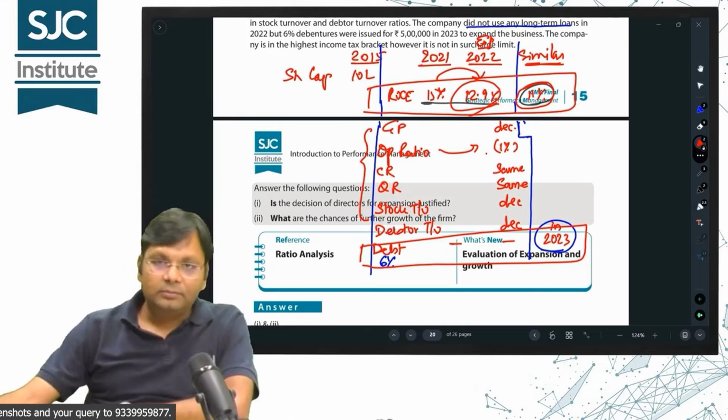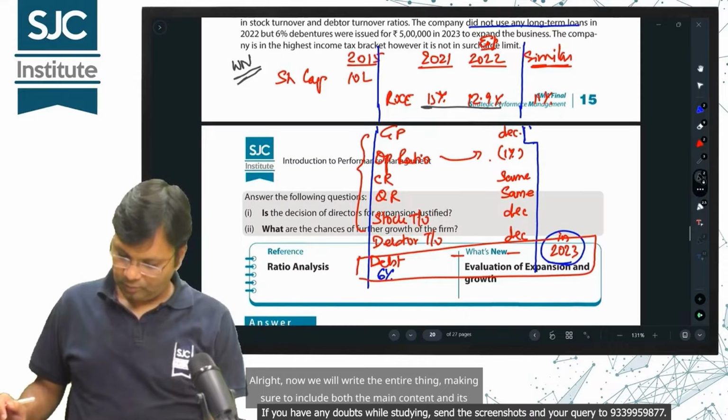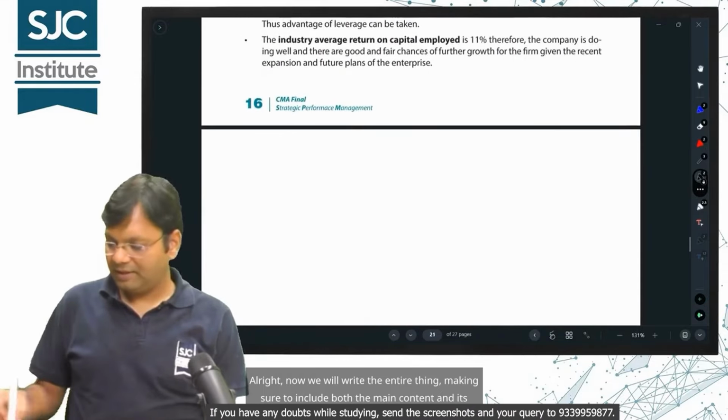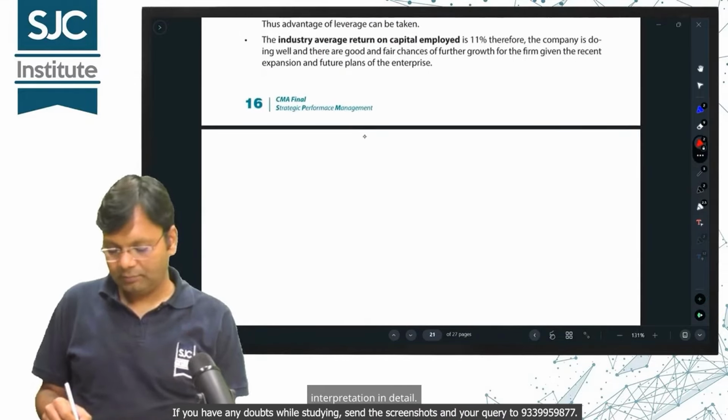Alright, now we will write the entire thing, making sure to include both the main content and its interpretation in detail. Let's begin with the first part, which is called Evaluation for Expansion. Evaluation for expansion means analyzing whether the company should grow its business further. In this case, since the company is earning a higher return on capital employed or ROCE compared to the industry average, it indicates that the company is performing better than its competitors.